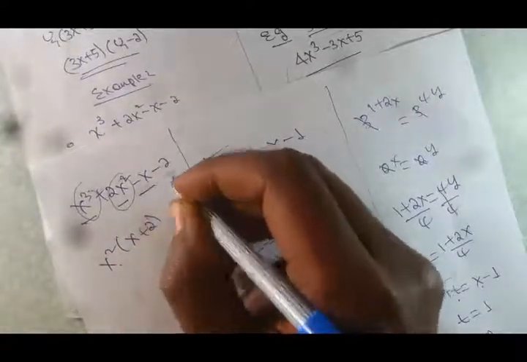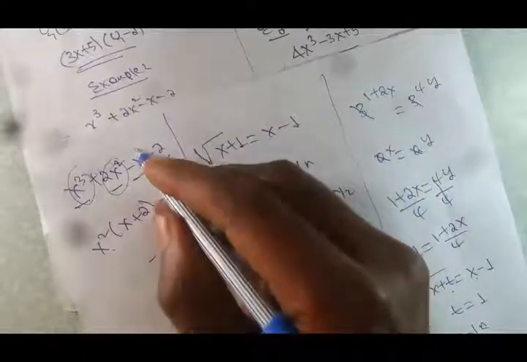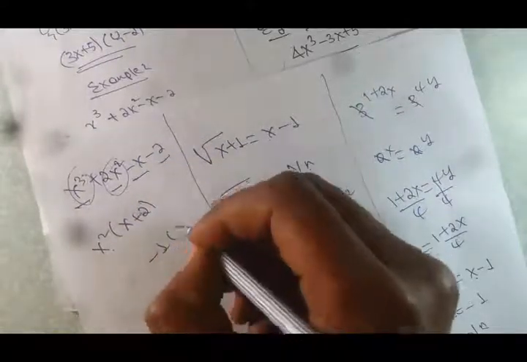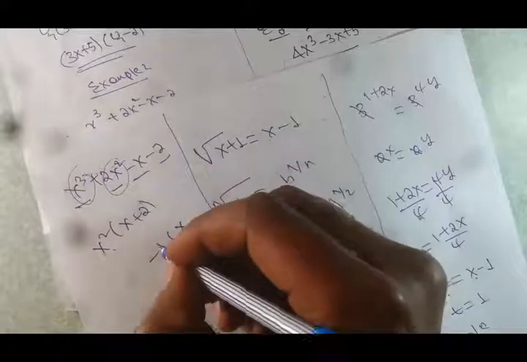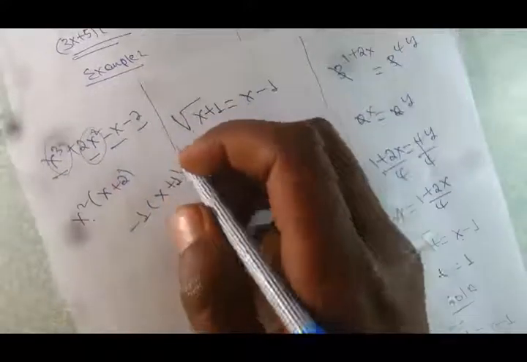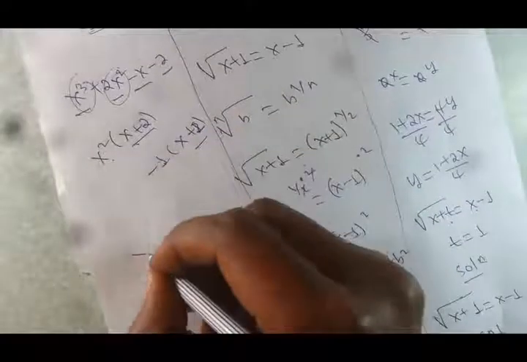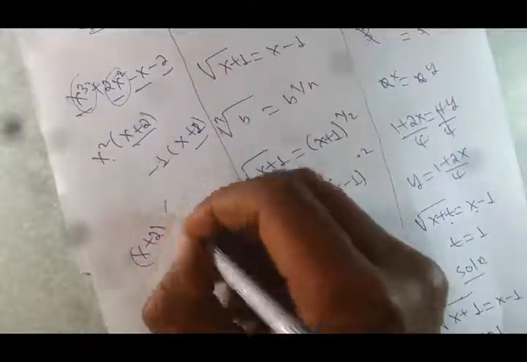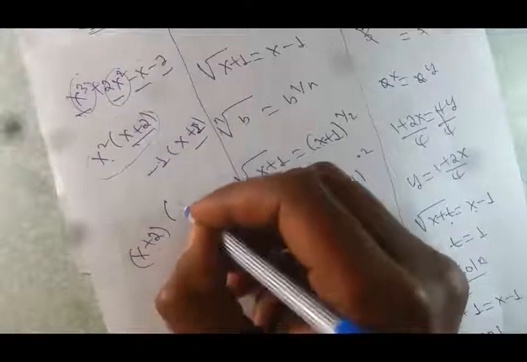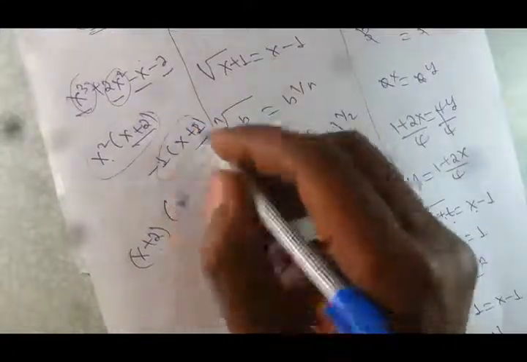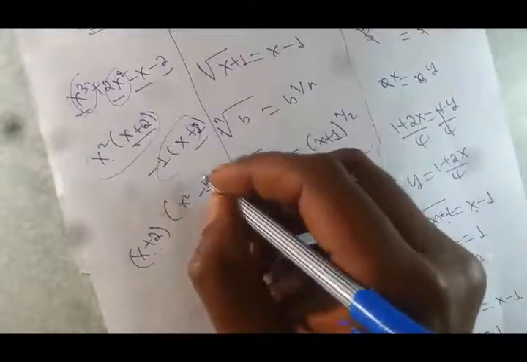Do these two numbers have a common factor? Yes, minus 1. When negative x is divided by minus 1, x will be left. When negative 2 is divided by minus 1, plus 2 will be left. Therefore the common factor will be x plus 2. When this term is divided by x plus 2, x square will be left, and when this term is divided by x plus 2, minus 1 will be left.